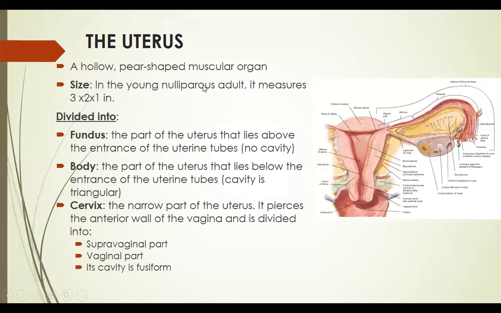Size in the young nulliparous means those ladies who have never become pregnant before. In such females, it will measure just 3 inches into 2 inches into 1 inch: 3 inches in length, 2 inches in breadth, and 1 inch in thickness. So this will be the size, and it will be a pelvic organ.